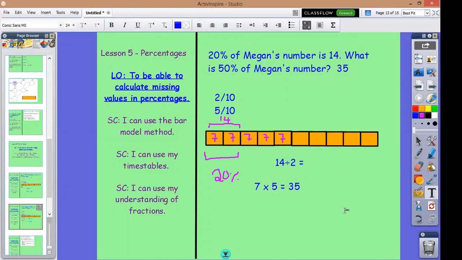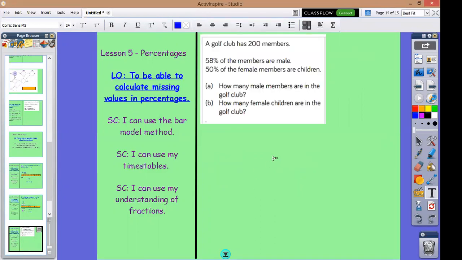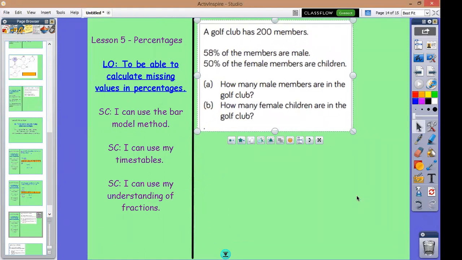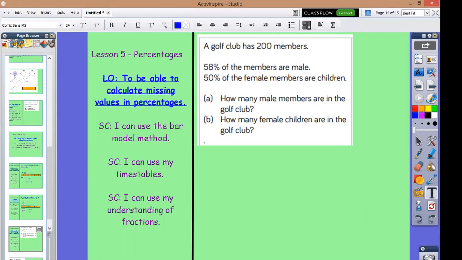So that's kind of missing percentages or missing values in percentages. So I'm going to do one more question, and this is a tough one. Get a little think about this one. I'll zoom in for it. A golf club has 200 members. 58% of the members are male, and 50% of the female members are children. So how many male members are in the golf club? That's really easy. We can work that out straight away.